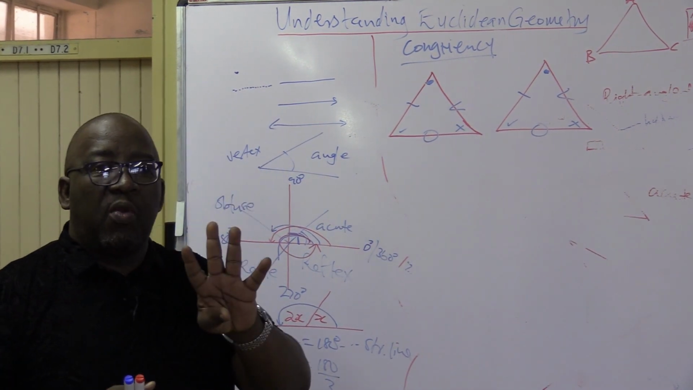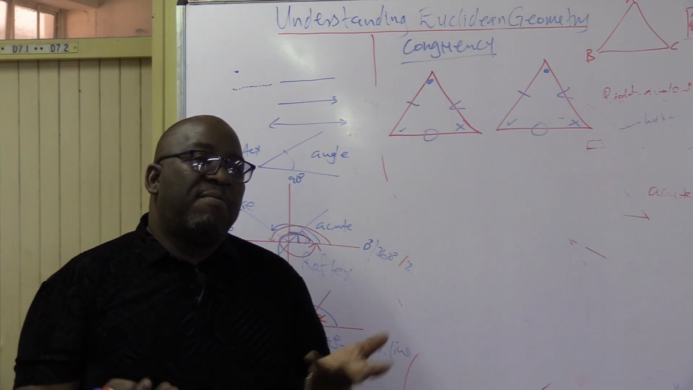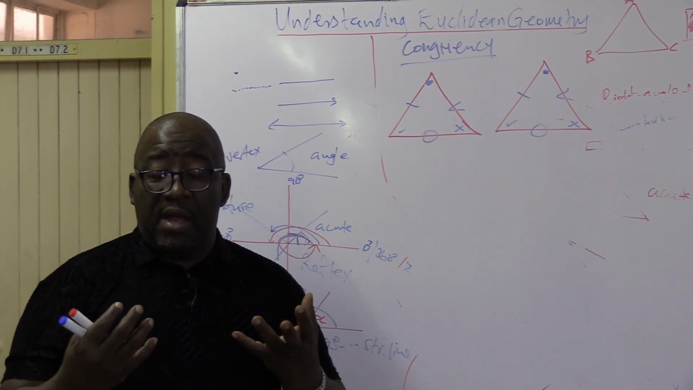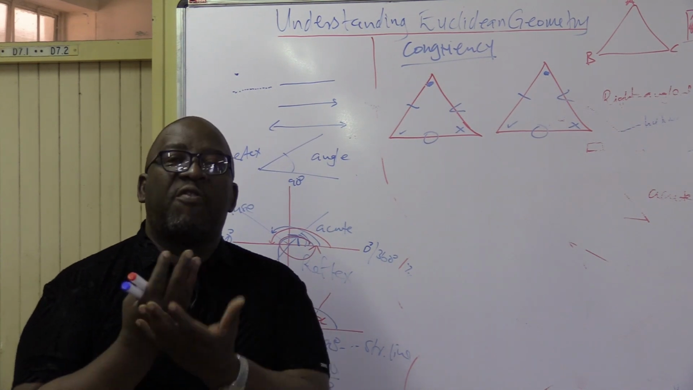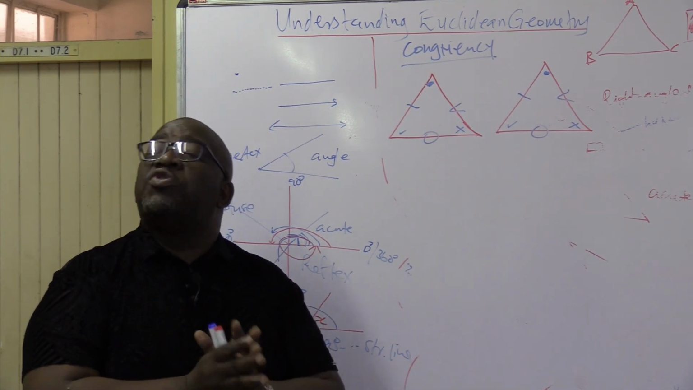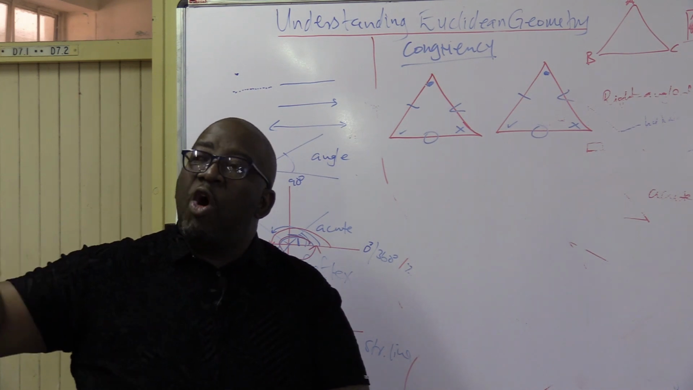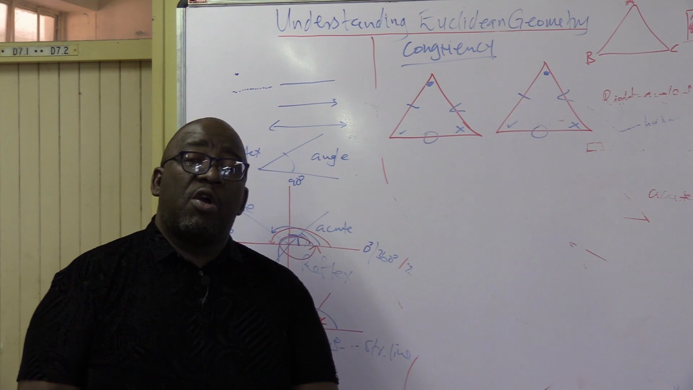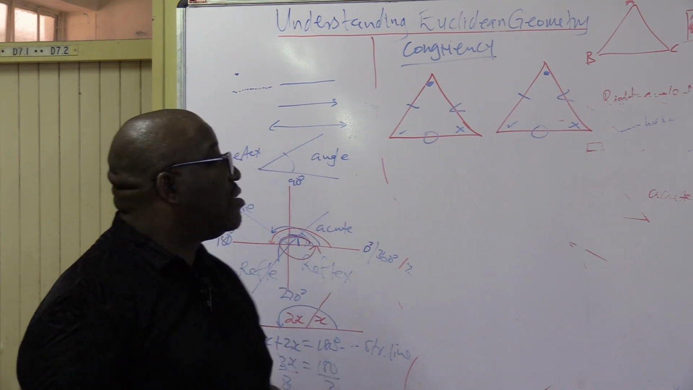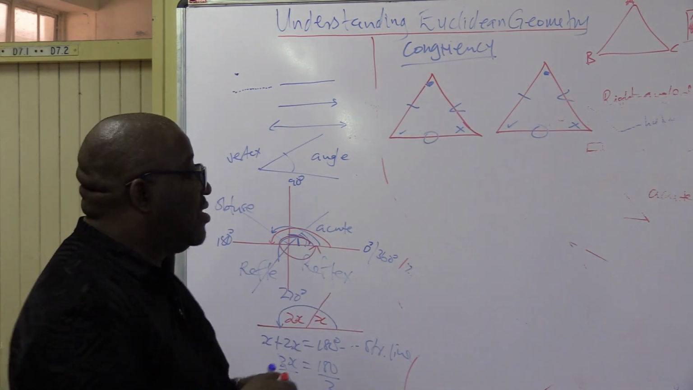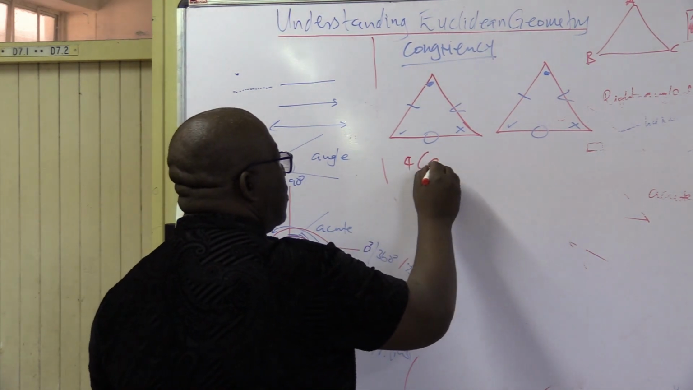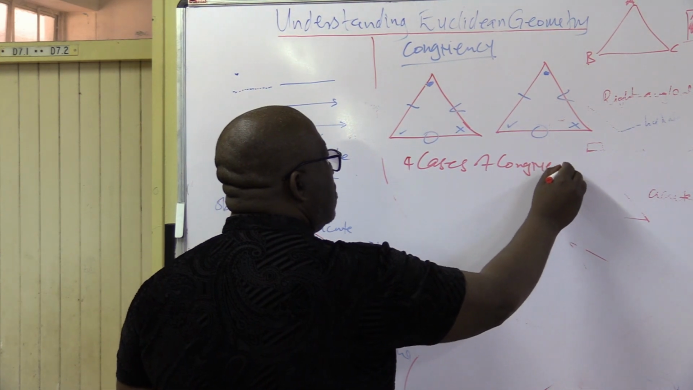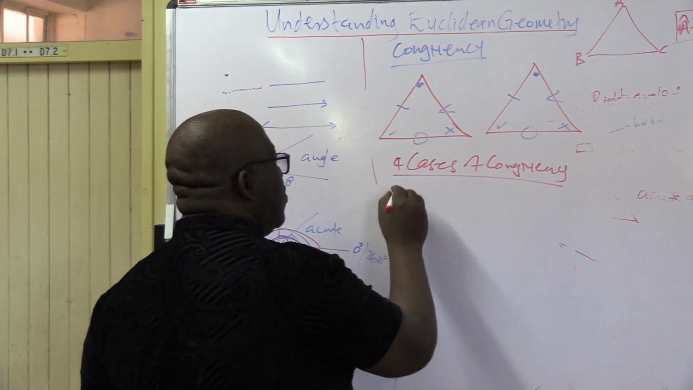There are 4 cases of congruency. You don't have to check everything before you conclude that the two triangles or the two things are congruent. In this case, when we talk of congruency, we refer to triangles, even though there are so many other objects that are congruent, but in mathematics, because we want to make life easier, when we talk of congruency, we refer to triangles. There are 4 cases of congruency. I'll quickly go over them.